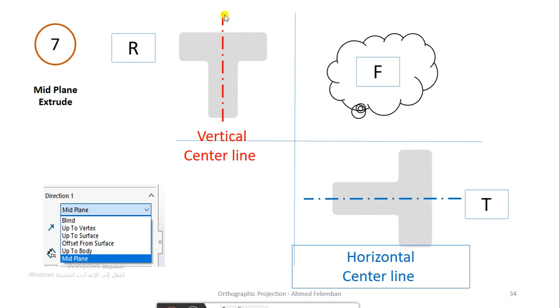So you just draw an imaginary center line in the middle of the drawing of the right, vertical. If you see the right and left symmetric, then when you make the extrude of the front, you make it mid-plane.